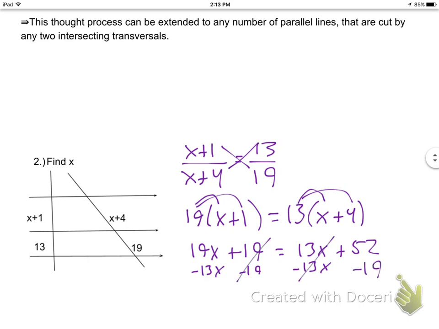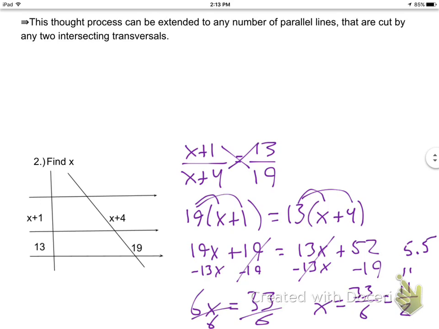So these are gone, those are gone. What is 19 minus 13? 6x equals 52 minus 19, 33. Divide by 6. X equals 33 over 6. I don't like that, so we change it to 11 over 2. Make sure you're always reducing your fractions. And if you really feel inclined, you can go to 5.5.